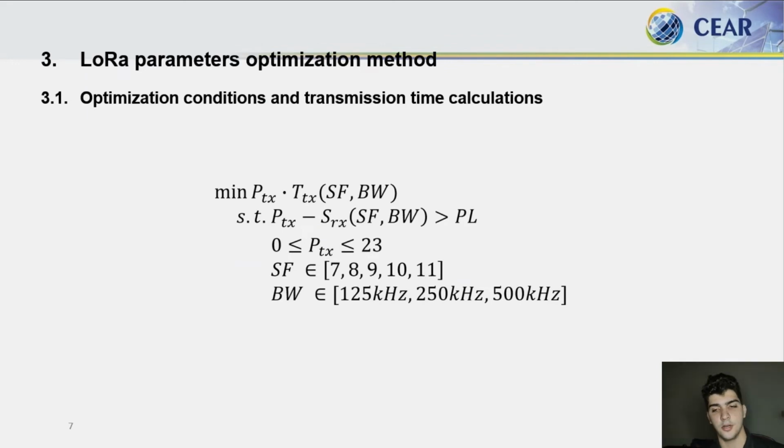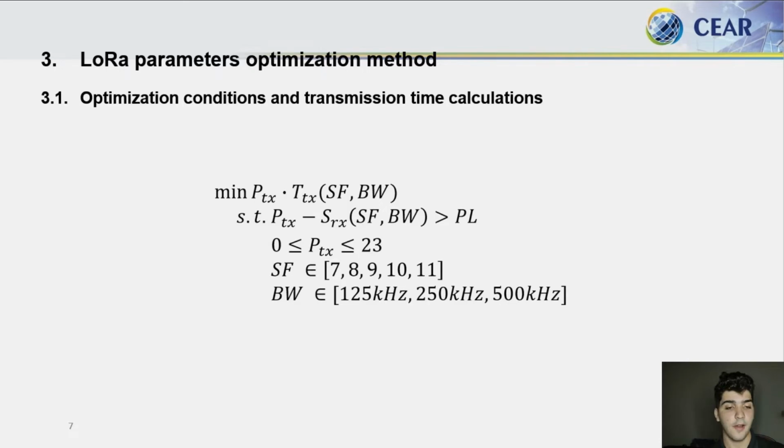The transmission energy can be calculated based on the transmission power, that is PTX, multiplied by the transmission time, that is TTX, and it is a function of the spreading factor, bandwidth, and some other parameters, such as the packet size. In order to optimize the transmission energy PTX times TTX, we have to find combinations in which the path loss is less than the link budget, that is, the difference between the transmission power and the sensibility. The sensibility is also a function of the spreading factor and bandwidth. The spreading factor and bandwidth variables are discrete, so it is possible to solve this problem iteratively.